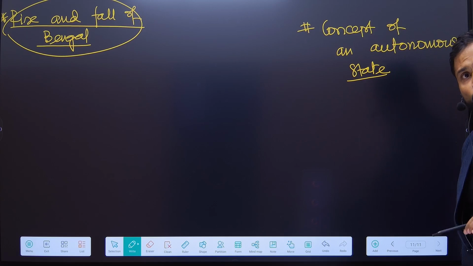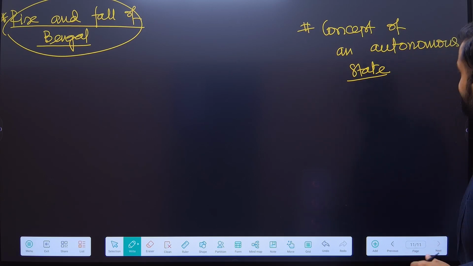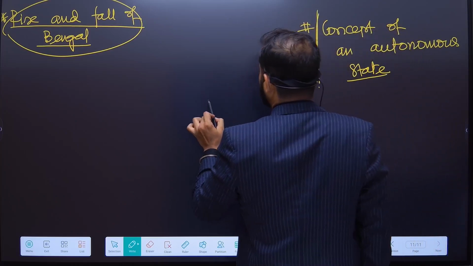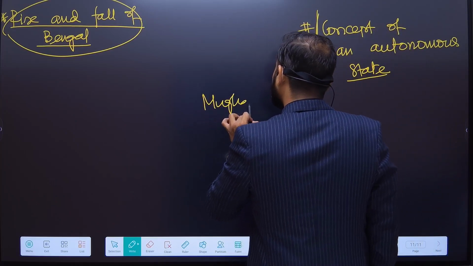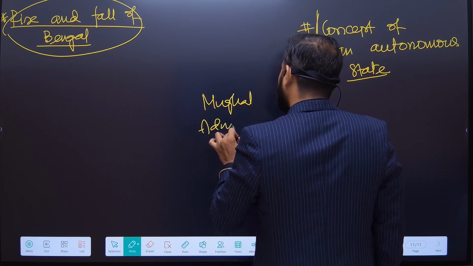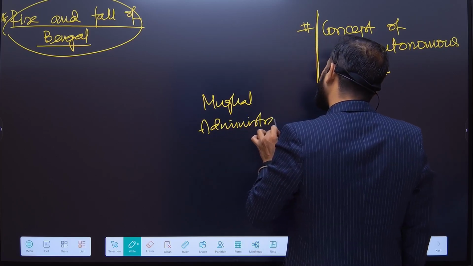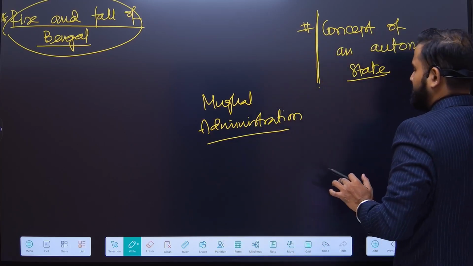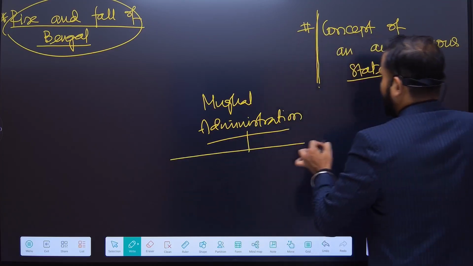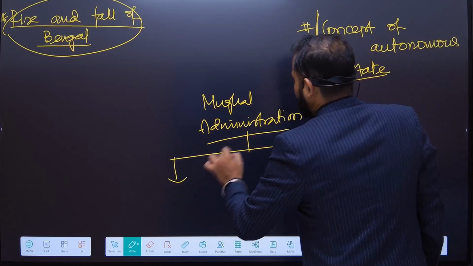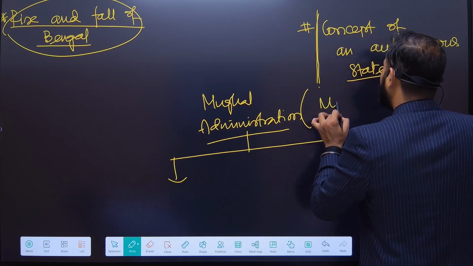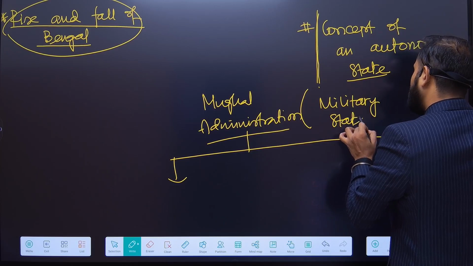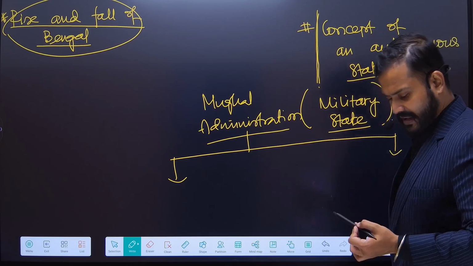The concept of an autonomous state is rooted in the idea of Mughal administration. What about the Mughal administration? Mughal administration is an example of a military state. What is the definition of a military state?